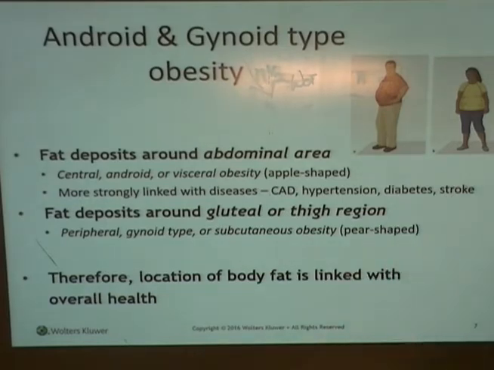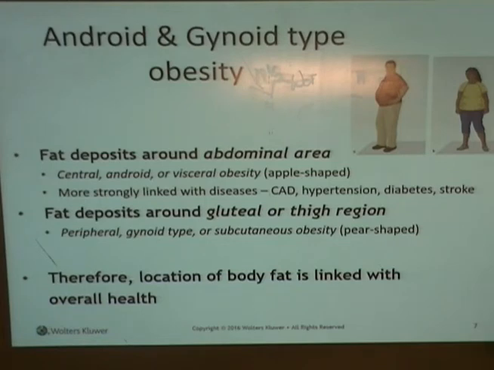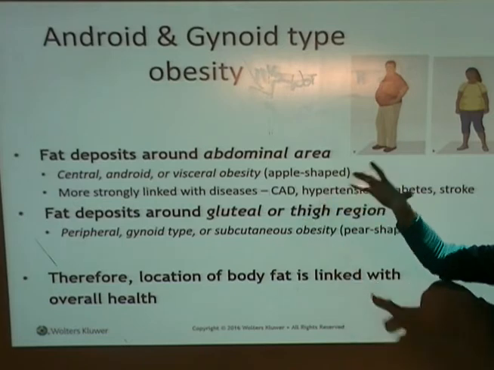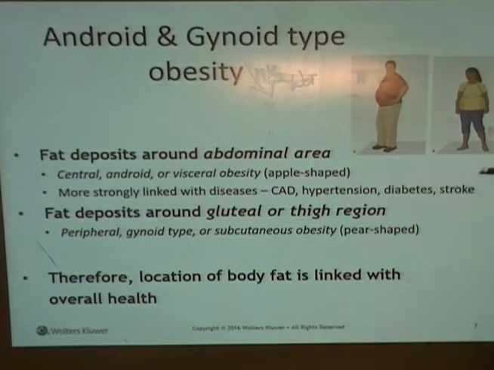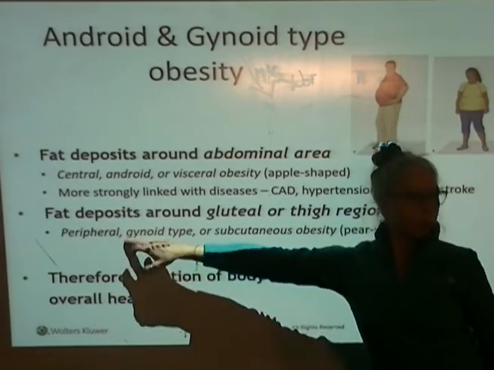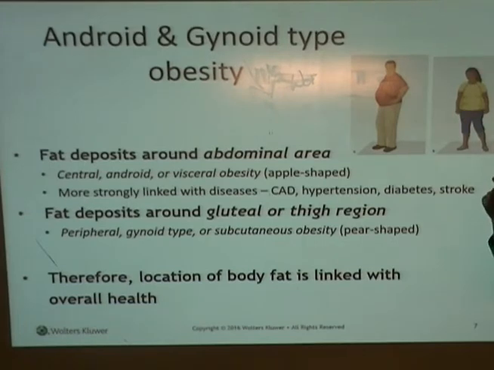My sister was classic apple her whole life, and surprise, surprise, she has type 2 diabetes. If we lay our fat deposits around our thighs and our butt and our upper arms, that's called subcutaneous or peripheral obesity. And that makes us more pear-shaped. Typically female, but not always female.